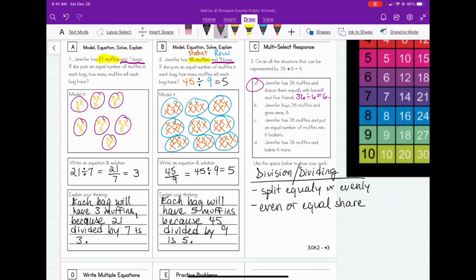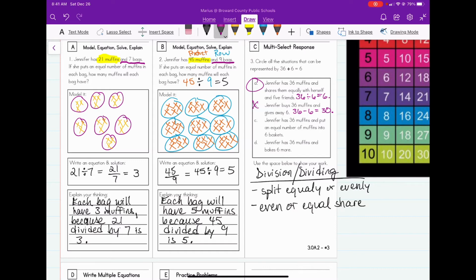B says Jennifer buys 36 muffins and gives 6 away. Well, if you give something away, that's kind of like subtraction. So 36 minus 6, that equals 30. That's not what we're looking for. So B is not an answer here. Let's take a look at C.